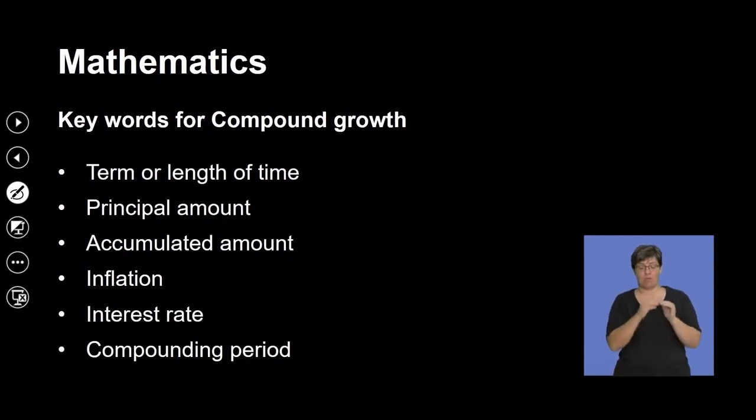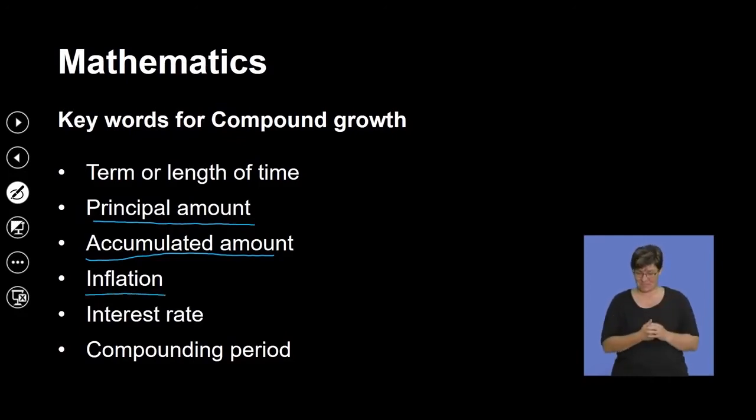Now, for compound growth, remember that our keywords had to do with term and length of time, and we said we deliberately used term and length instead of number of years, because in compound growth, you don't always get interest on a yearly basis. You can even get it on a monthly basis. We also looked at our principal amount, which was the initial investment amount that you start with. We also looked at the accumulated amount, which is the amount that you get after a certain period of time.